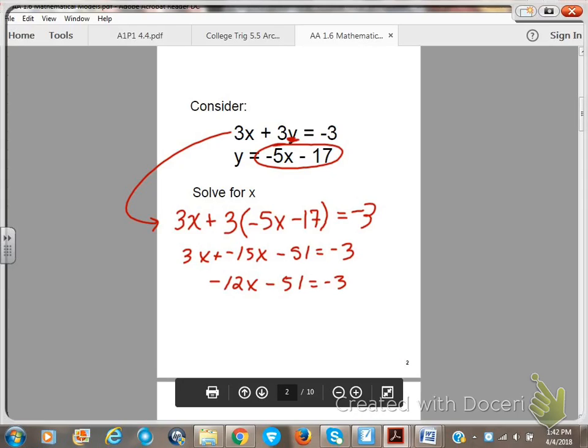Dylan, from there? That'd be 48, because you're adding 51 over. So you have negative 12x equals a positive 48. Dividing both sides by negative 12. Cody, what would your final answer be? Good. Is everyone okay with how we replaced y with an equation that we had?